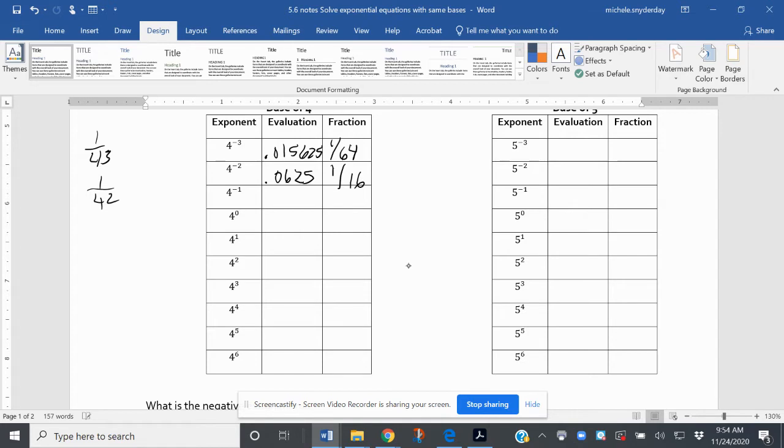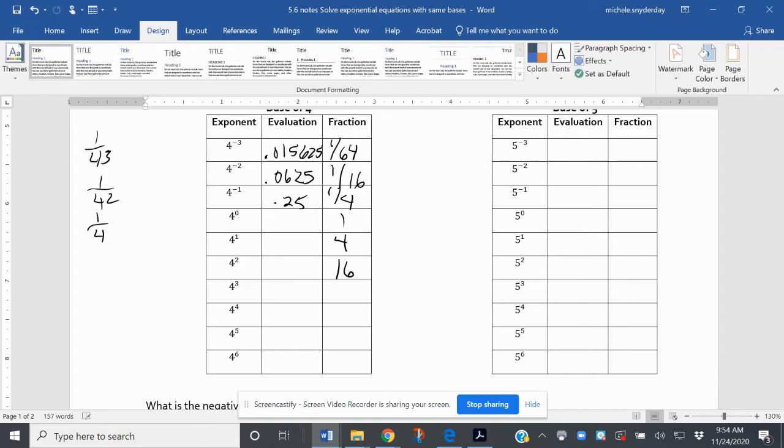4 to the negative first is 1 over 4, which is just 1/4. And hopefully you know this decimal of 0.25. It's a quarter. Anything to the 0 power is 1. Anything to the first power is whatever it is. In this case, it's 4.